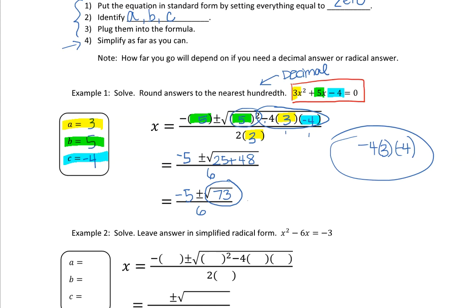Okay, so I'm now going to break this up into 2 problems, because there's a plus and a minus, which gives you 2 answers. So this is -5 plus 8.54, divided by 6, and then -5 minus 8.54, divided by 6. And now we need to calculate those.